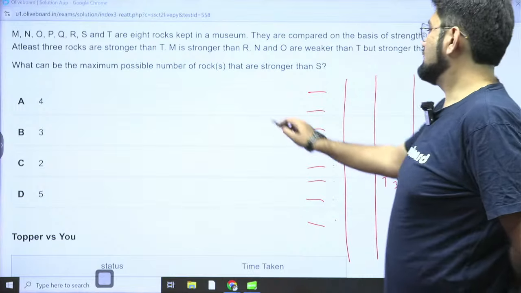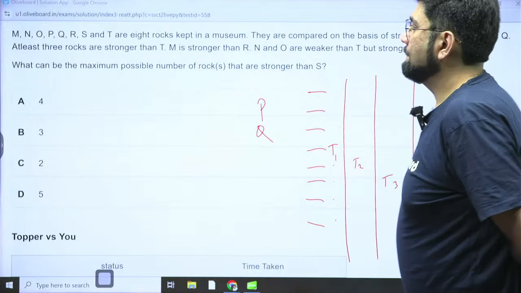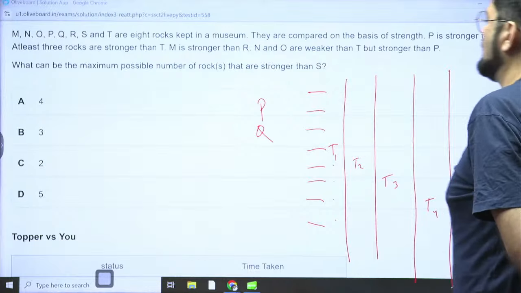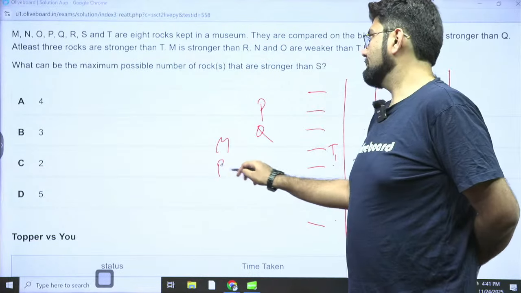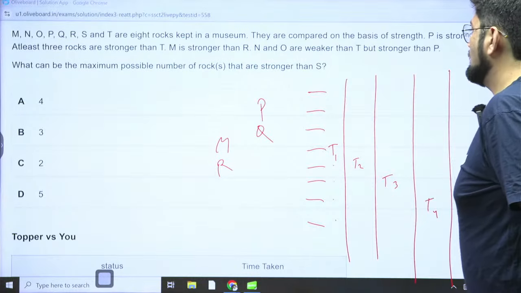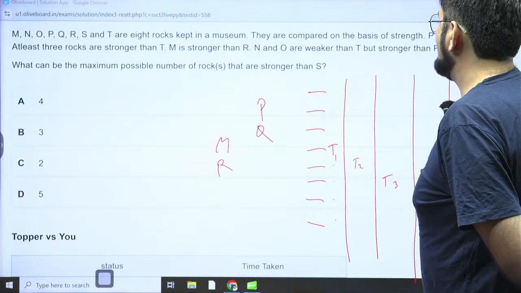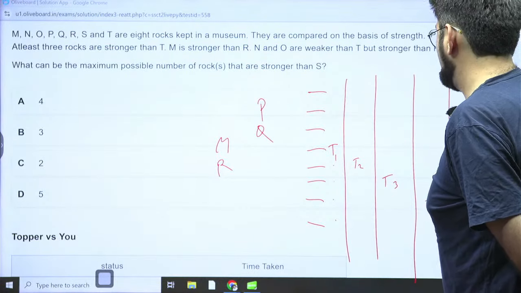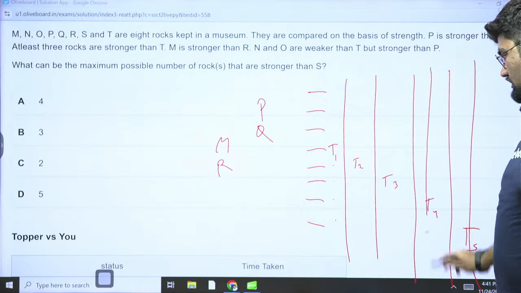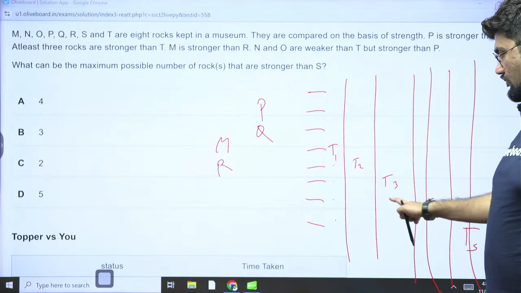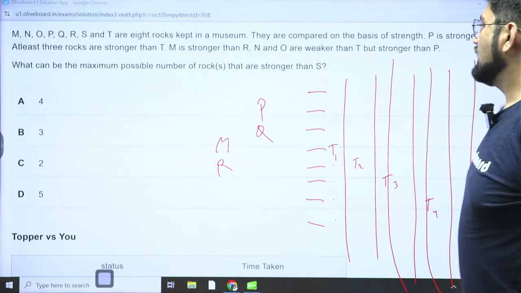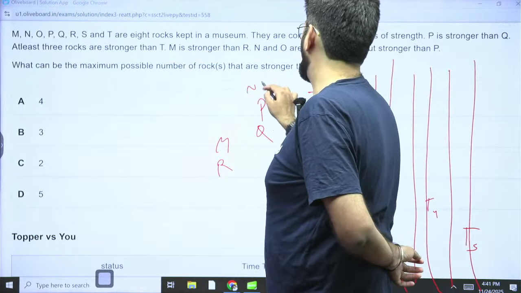Okay, P is stronger than Q. M is stronger than R. N and O are weaker than T but stronger than P. That means this is gone. This is also gone because they have to be stronger than P. Now these two are possible. Okay, so stronger N and O.